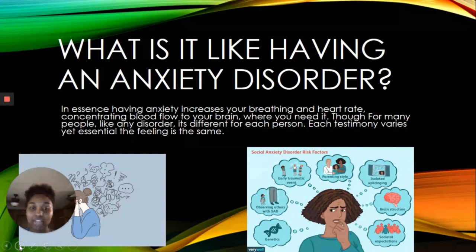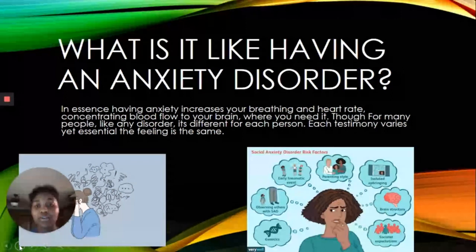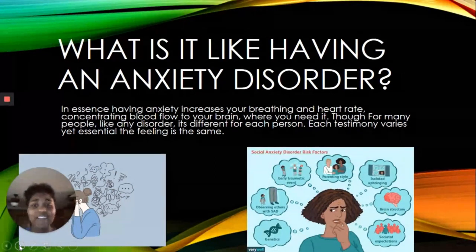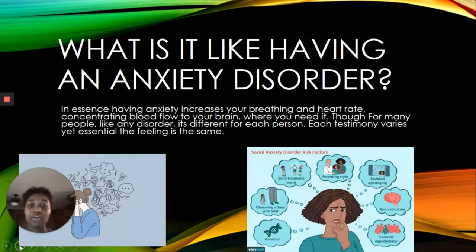The other side shows risk factors for SAD, or social anxiety disorder, which is very common. Things from early traumatic events to parenting style and even an isolated upbringing can all contribute to you having SAD. In essence, having anxiety increases your breathing and heart rate, and it concentrates blood flow to your brain, which is where you need it. For many people, like any disorder, it's different for each person. Each testimony varies, and essentially the feeling is the same.